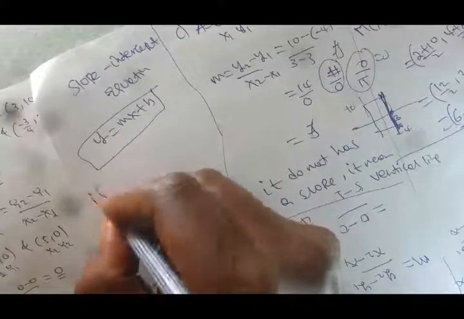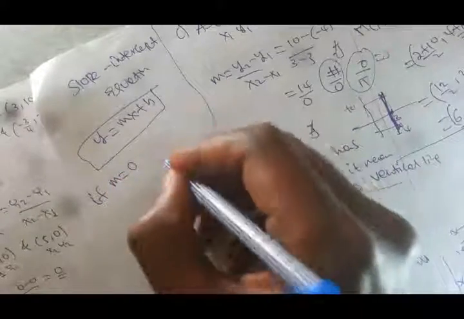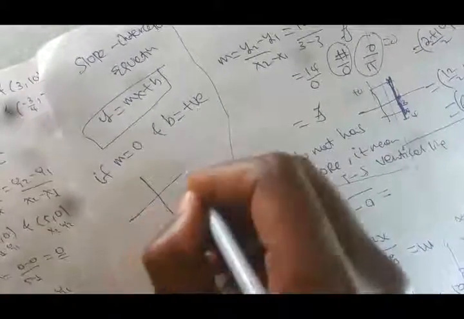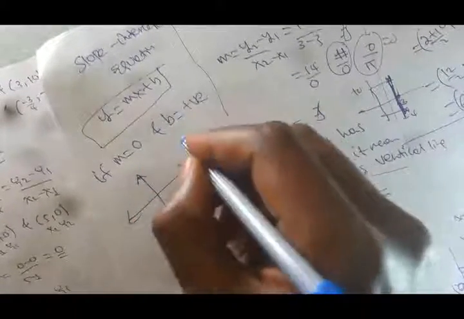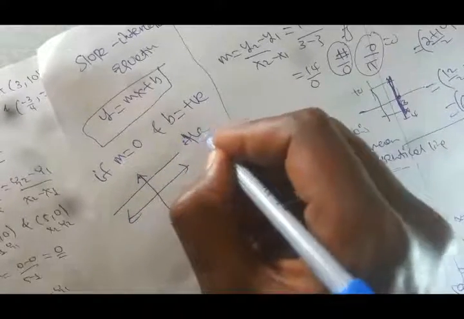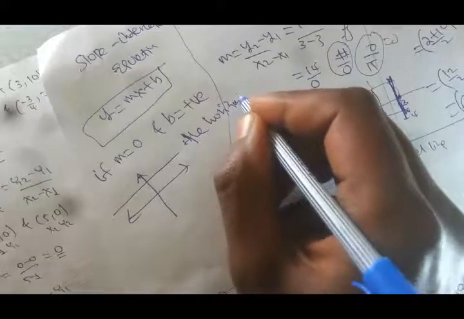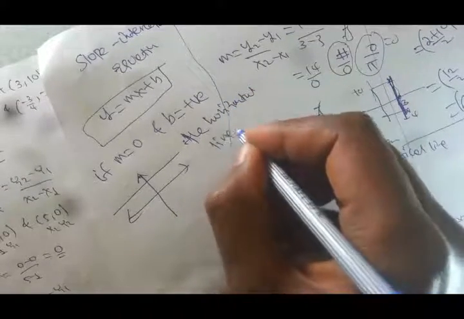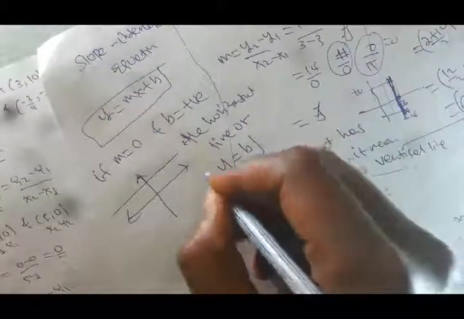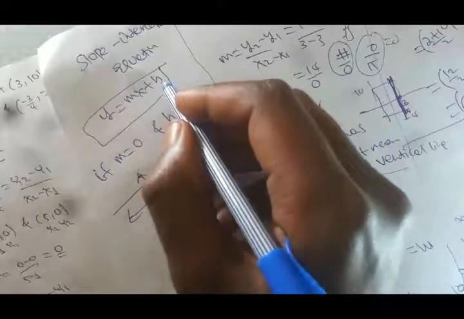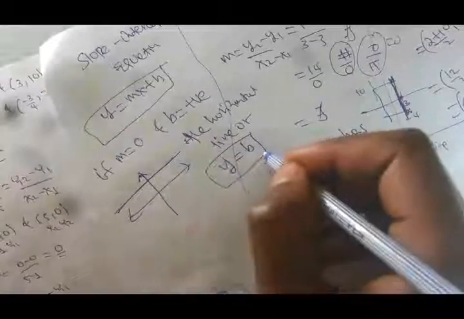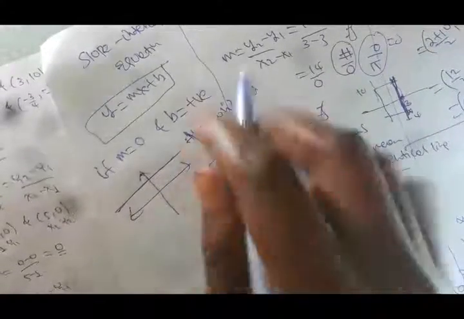If m is 0 and b is positive, then the graph will be a horizontal line, or it has the form y is equal to b. Since m is 0, we only have b. Therefore if b is positive, it will be above the x-axis, and if the value of b is negative, it will be below the x-axis.